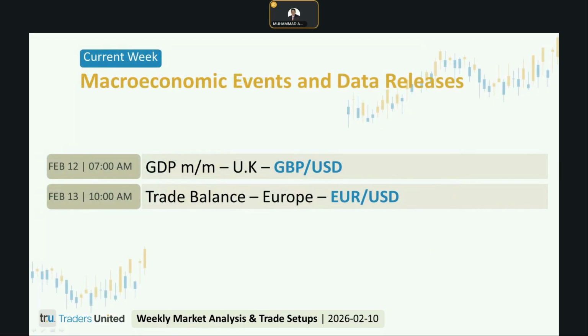Next, let me talk about the current week's macroeconomic events and data releases. I will be covering the key developments in Forex market with a focus on fundamental analysis. The first one is the GDP month over month related to United Kingdom, and we are going to focus on GBPUSD currency pair. The next news announcement is the trade balance related to Eurozone, and we're going to discuss the euro dollar currency pair.